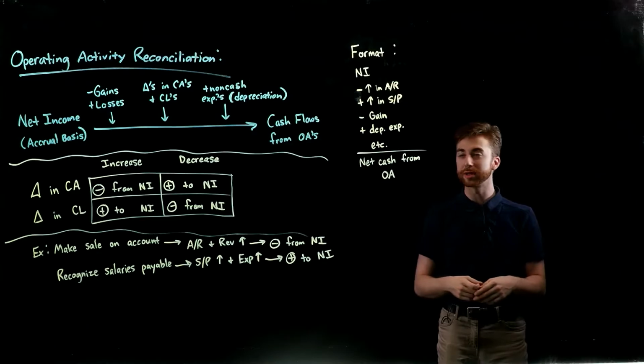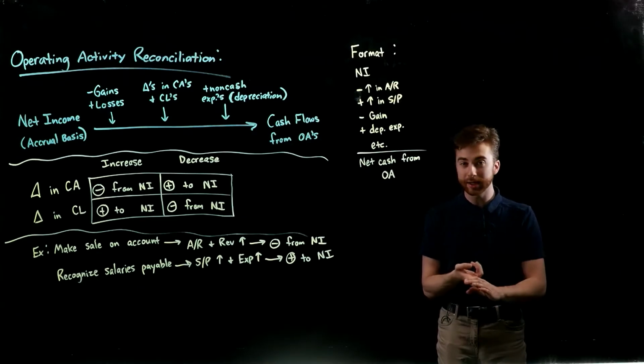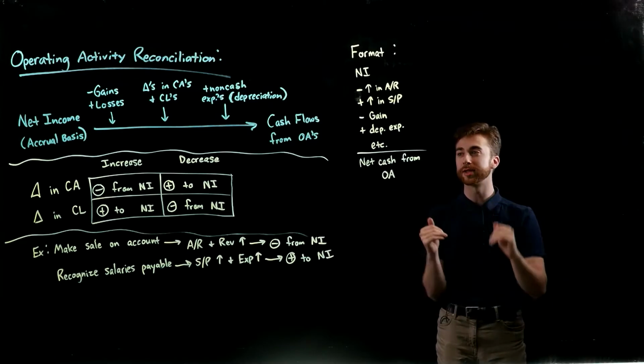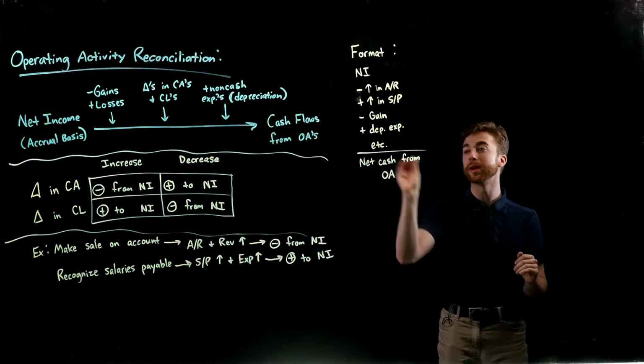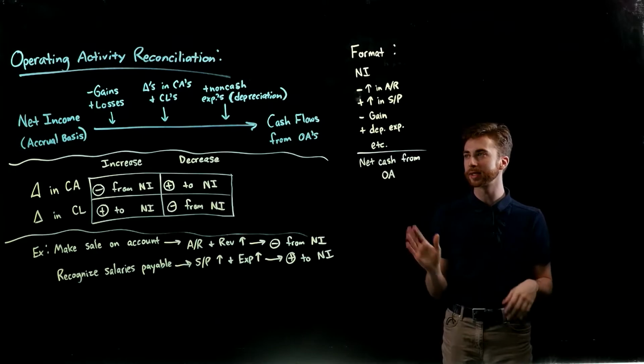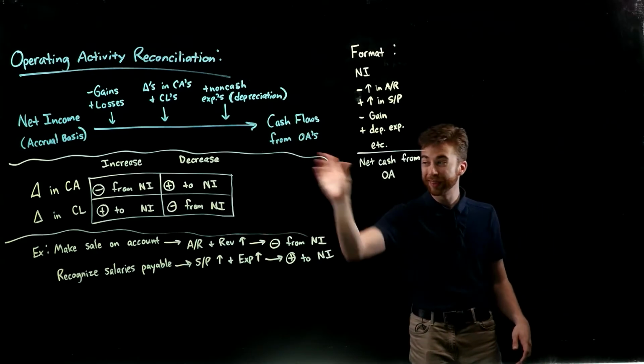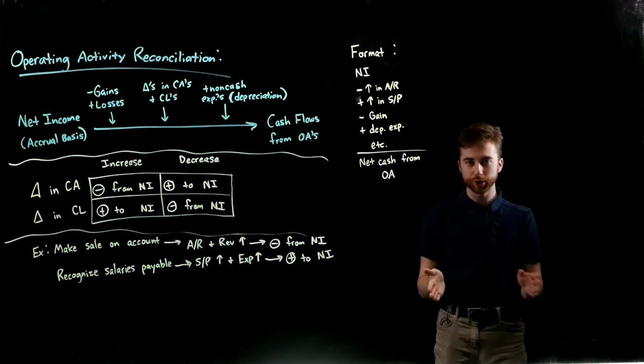I say depreciation there just as an example, but there's amortization expense as well, and just other non-cash expenses. And when you take all those into account, that will result in your net cash flow from operating activities. So this changes in current assets and current liabilities. If you follow this framework right here, you should be just fine.